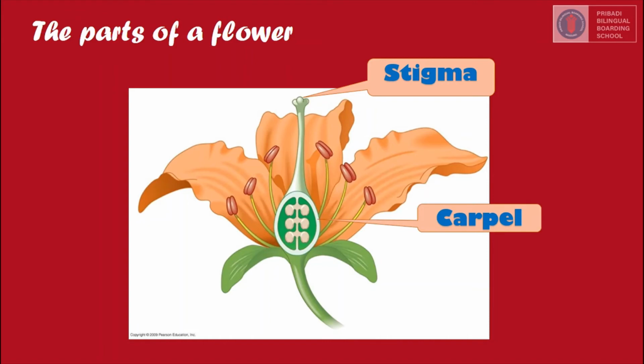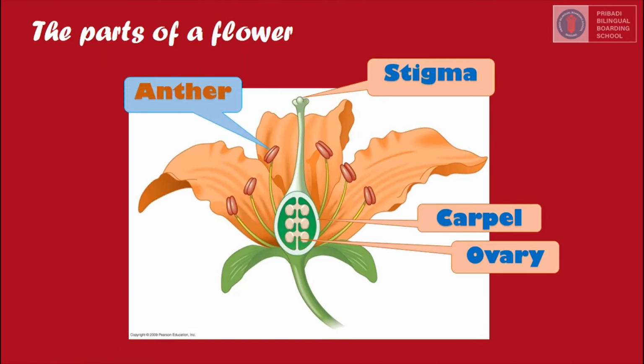Next, there is the carpel. The carpel protects the ovary, and on top, the tip is called the stigma. Next one, there's the ovary. Ovary contains the eggs. This is also a female part. So stigma, carpel, and ovary are female parts.